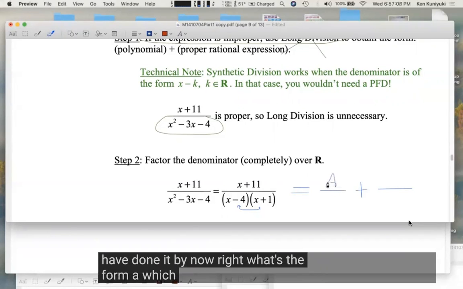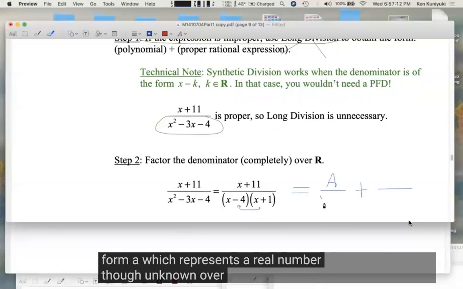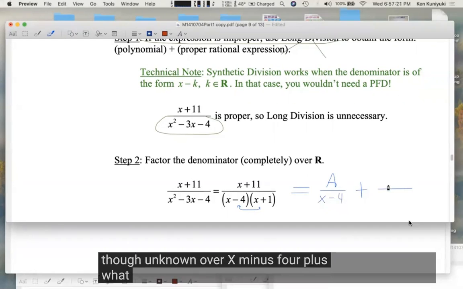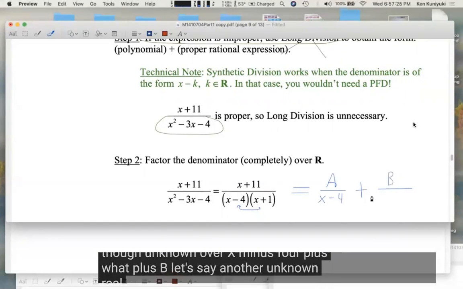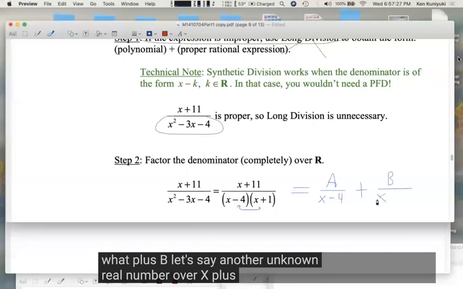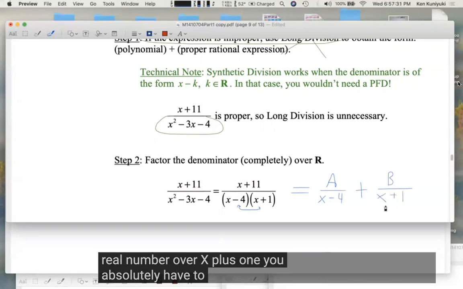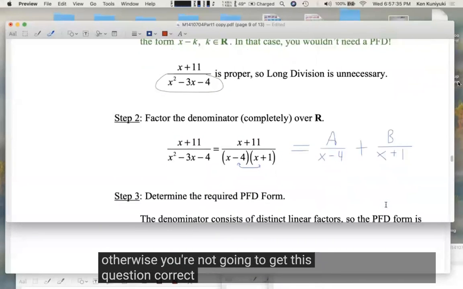A, which represents a real number, though unknown, over x minus 4 plus b, let's say, another unknown real number, over x plus 1. You absolutely have to know the PFD form. Otherwise, you're not going to get this question correct.